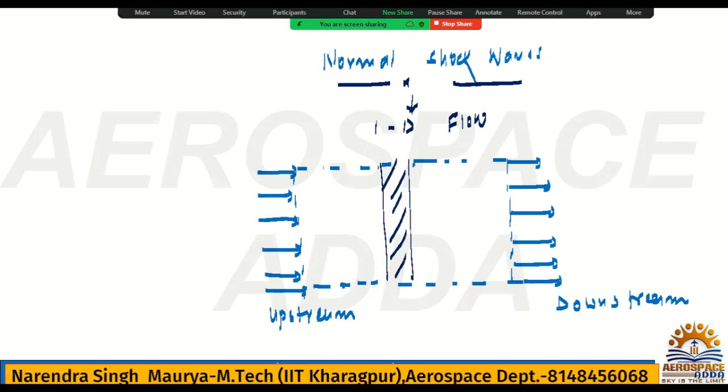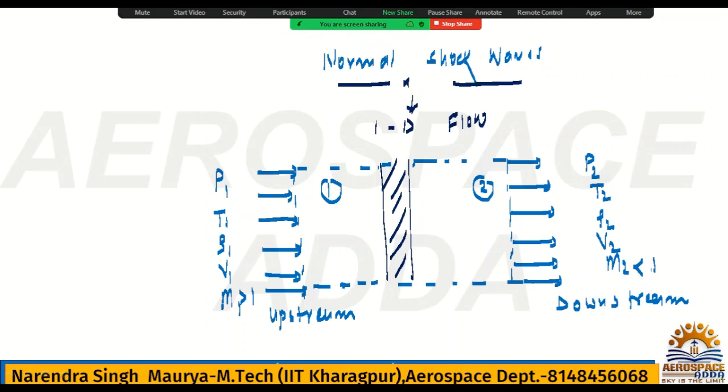This region is called 1 and this region is called 2. In this region pressure is P1, temperature is T1, density is rho 1, velocity is V1, Mach number is M1. And in downstream the pressure becomes P2, temperature becomes T2, density becomes rho 2, velocity becomes V2, and Mach number becomes M2. Always remember, this M1 must be greater than 1, then only supersonic will be there, and after shock formation this M2 will be subsonic, meaning less than 1.